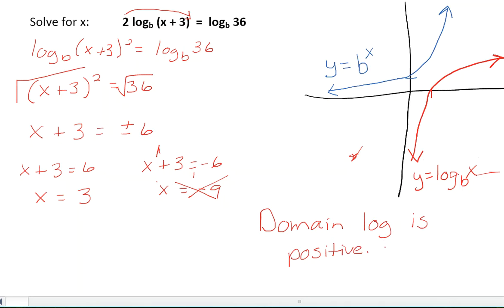And if you ever have a question and you're not sure, you can enter it in your calculator and it will confirm this.